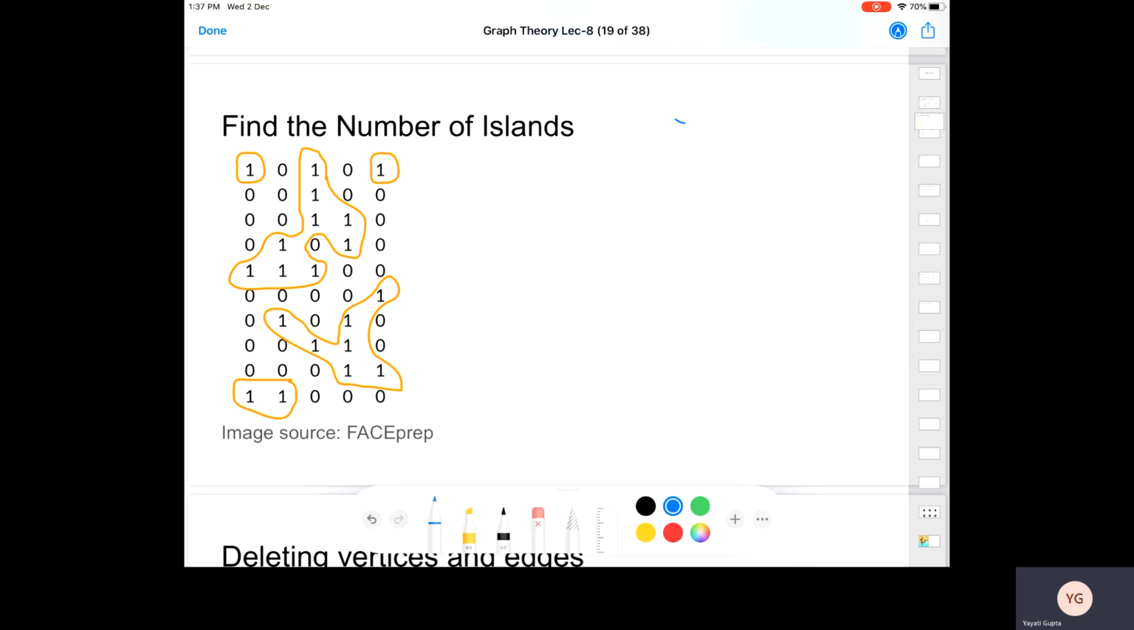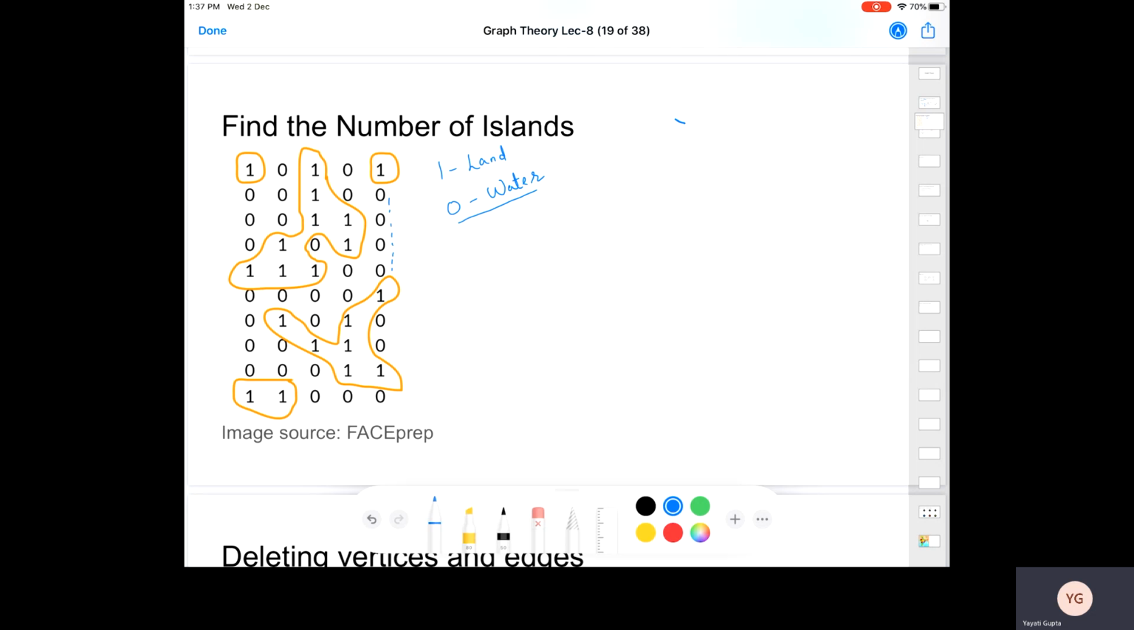two-dimensional array where 1 represents land and 0 represents water. So wherever you have a 0 here, it represents water, and wherever you have a 1 here, it represents land. And your aim is to determine the number of islands in this area.